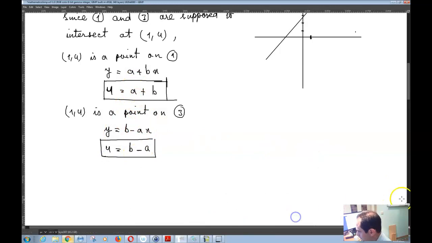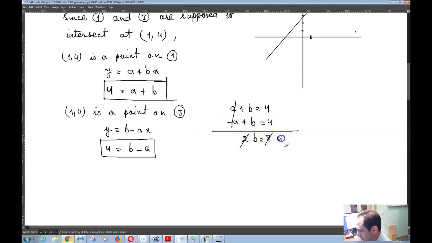And so now you can use these equations in a system of equations. a plus b is equal to 4, and negative a plus b is equal to 4. If you add these together, you'll get 2b is equal to 8, or b is equal to 4. And if b is equal to 4, then a plus b is equal to 4, then a plus 4 is equal to 4, which means that a is equal to 0, I suppose.